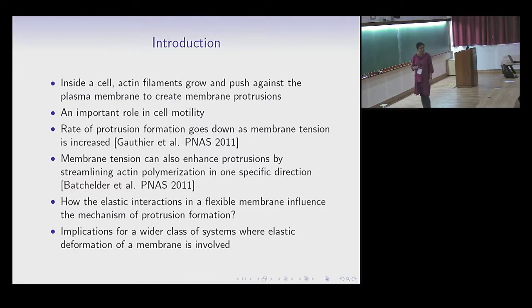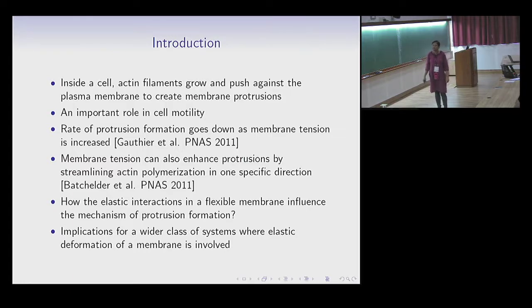So inside a cell, we have these actin filaments which grow and push against the cell membrane. In this process, they deform the cell membrane and form small protrusions in the membrane. And these membrane protrusions play an important role in cell motility. So for a long time, people have been trying to understand how these membrane protrusion formations are controlled by the mechanical properties of the membrane.